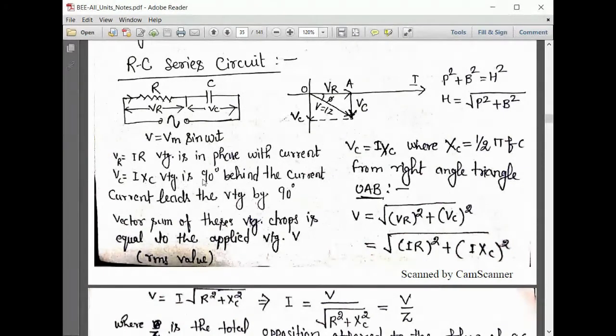Okay, so voltage is 90 degrees behind the current, or you can also say current is leading the voltage by 90 degrees. It is a vice versa statement. Okay, so current leads the voltage by 90 degrees, and the vector sum of these voltage drops is equal to the applied voltage V.